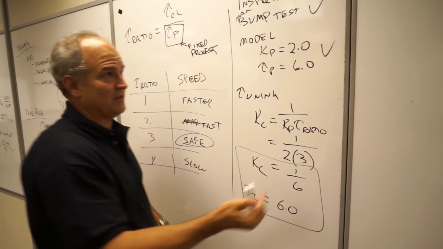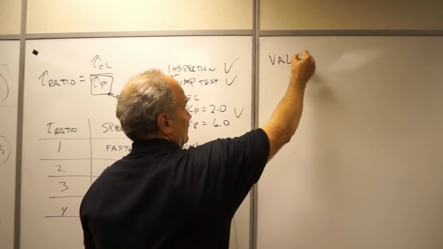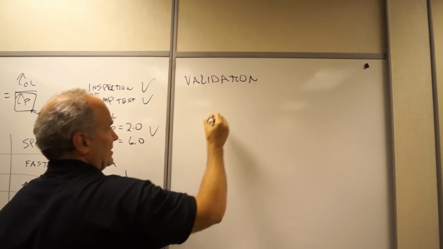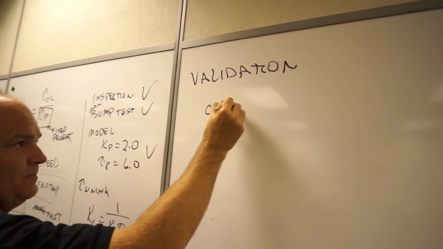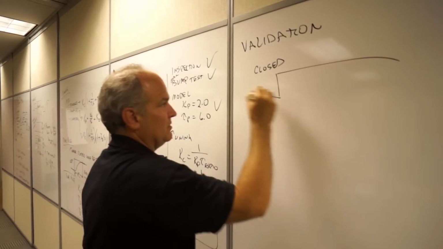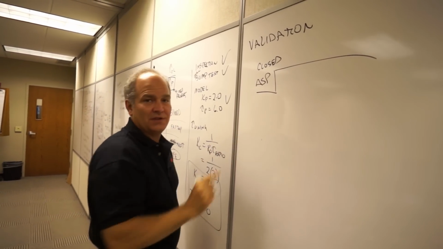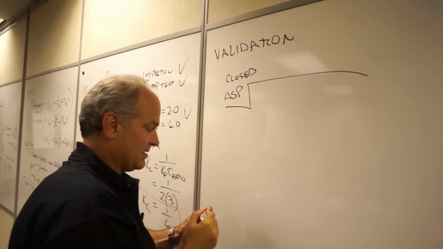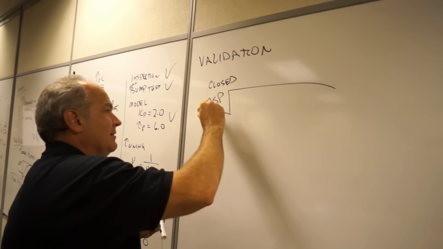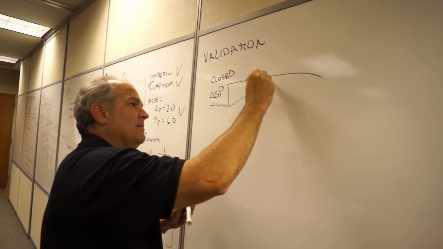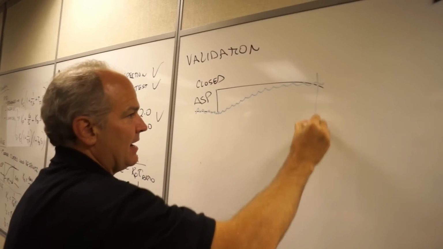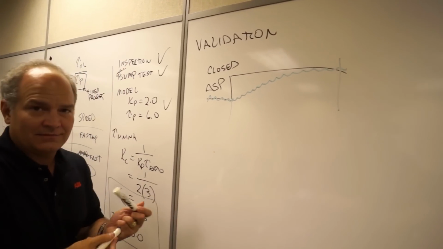So then the validation. Now you do the validation. Validation is in closed loop. You change the set point. What should happen? Well, your process will start to come up. How long should it take to get there?